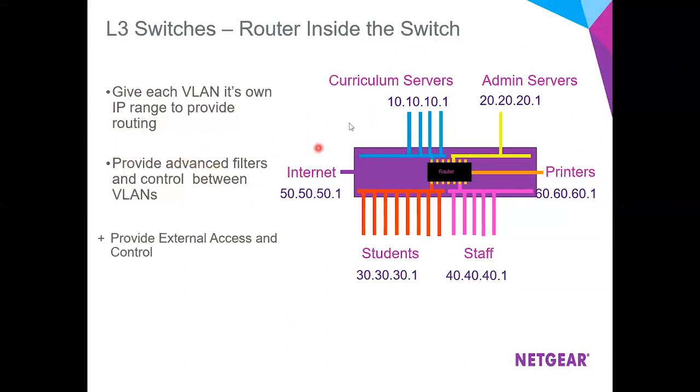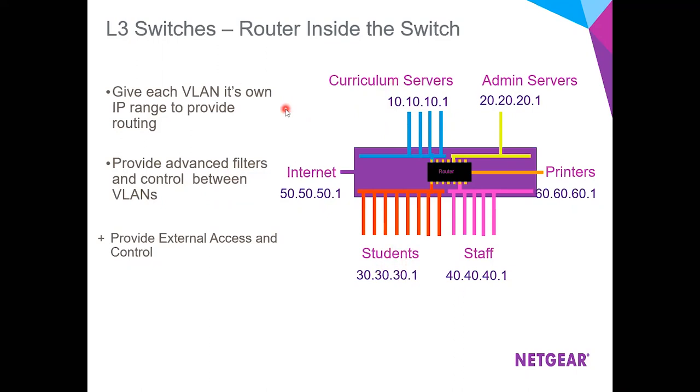The second one is something we covered before: security is the key. At the end, we need to implement security when we are doing different VLANs in our network. However, as we said, if we put in routing, we now enable traffic going from one VLAN to another. In order to filter it, we can use advanced filters, as we are going to see. We want to use these advanced filters to control, for example, how the students can access the curriculum servers, if they can.